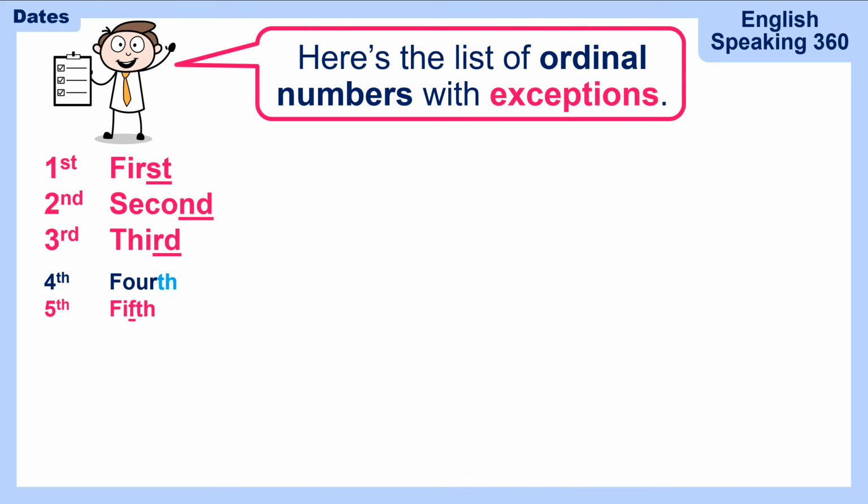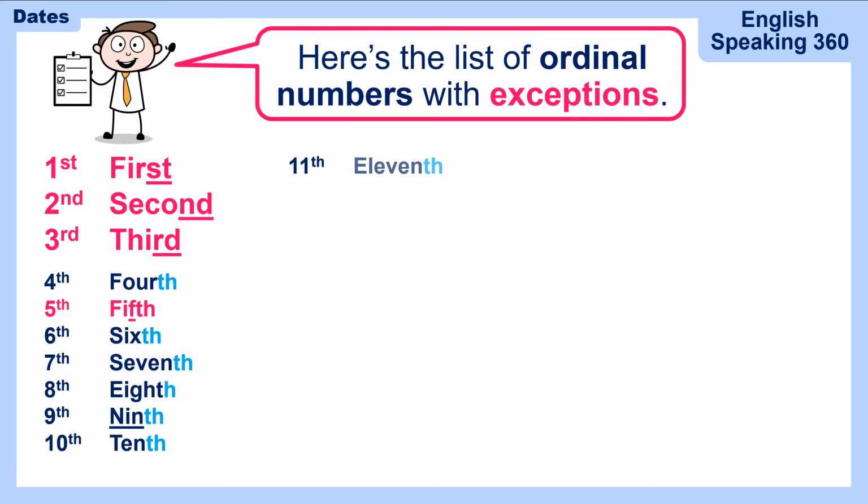After this, it's regular. 6th, 7th, 8th, 9th. Oh, this one is also a slight exception. We remove the E. 10th, 11th. Oh, we have another exception here. 12th. One more time, the VE has been switched for an F. So we say twelfth. It's easier to say than twelveth, right? So that's why we use F.